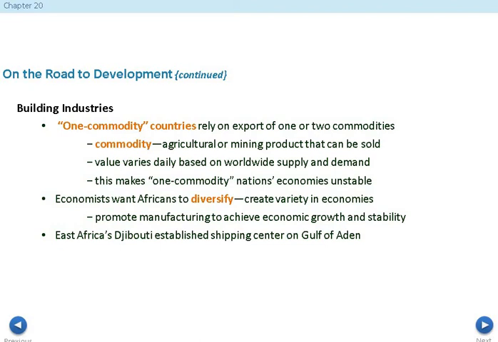Value varies daily based on world supply and demand, and this makes being a one commodity country very, very unstable, because if, again, the price of diamonds increases, yeah, you make a lot of money, but if it decreases, that's where you can get a lot of problems. So what they're trying to do is get African countries to diversify. What this means is that you want a variety in your economies. You're going to promote manufacturing to achieve economic growth and stability.